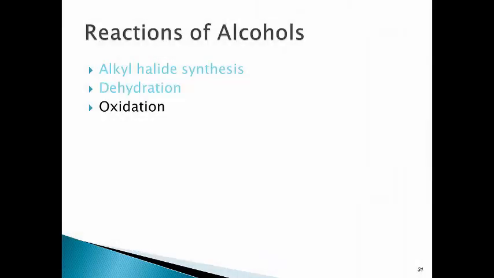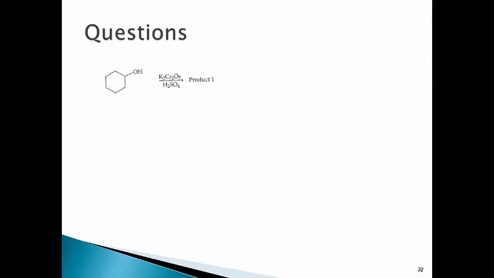Let's have a look at our alcohols and their oxidation. If we had potassium dichromate and we had an alcohol, what product would we form under acidic conditions? Then if we have that product and we react it with a Grignard reagent, CH3MgBr, what would we form? And then if we had that compound under acidic conditions, what would happen?